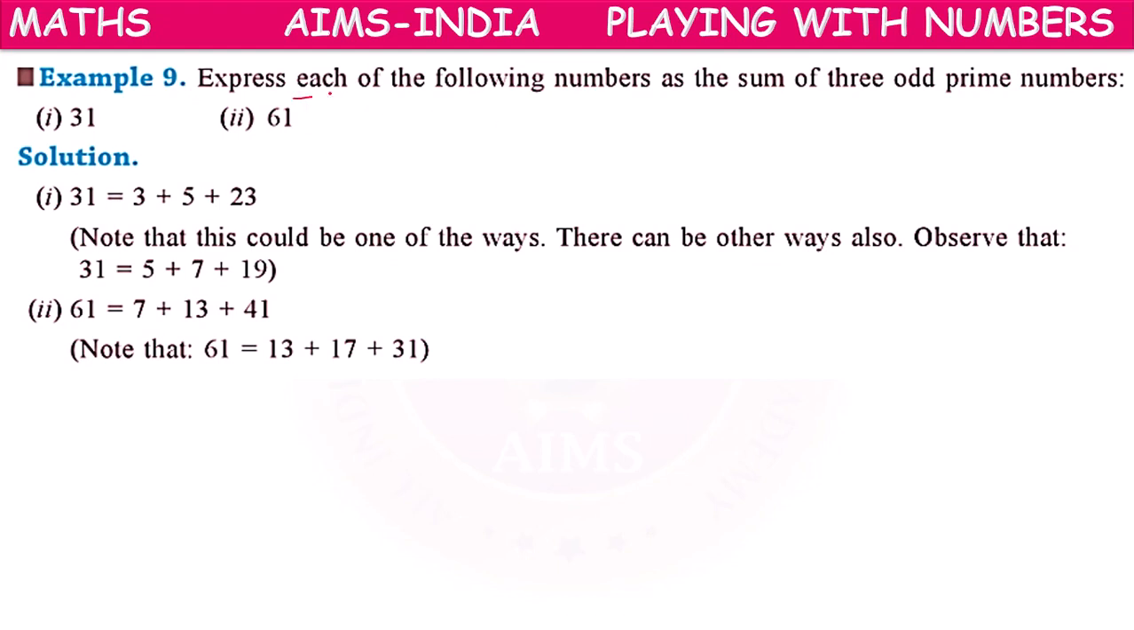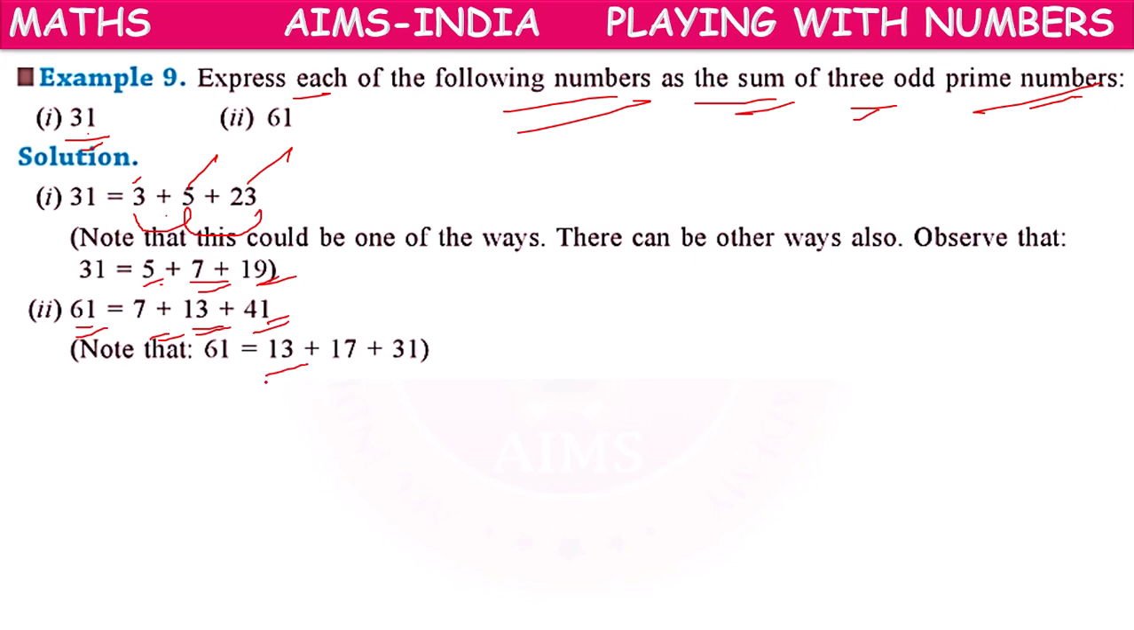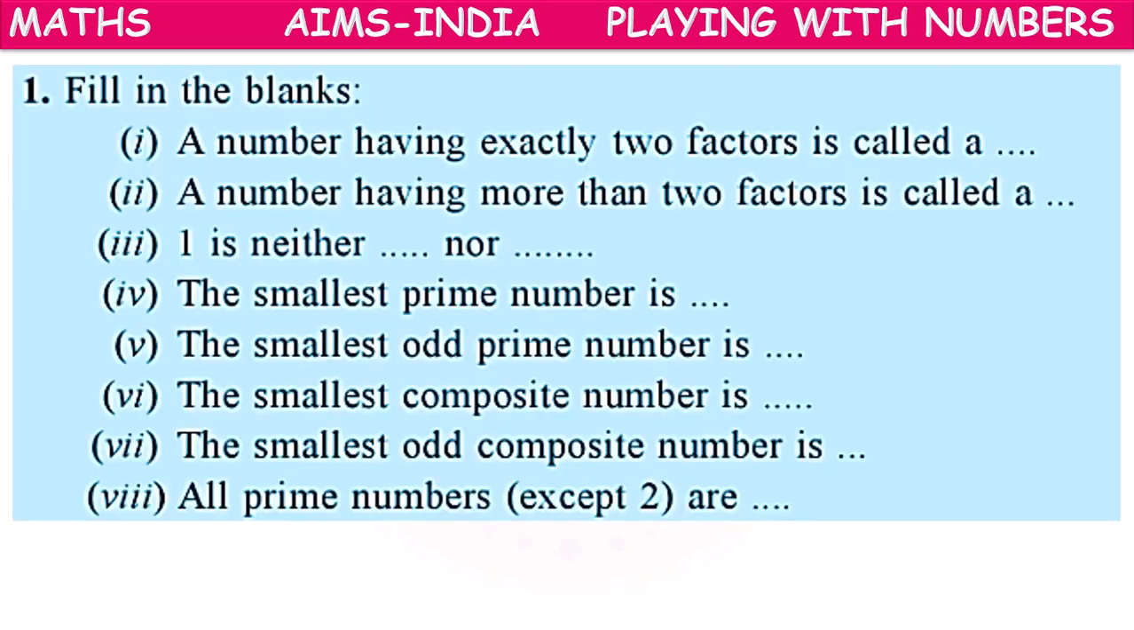Here, express each of the following numbers as the sum of 3 odd prime numbers. Sum of 3, 31. 3 plus 5 plus 23. 3 is prime, 5 is prime, 23 is prime. 3 are odd numbers. Sum of 3 odd prime numbers. It can also be written as 5 plus 7 plus 19. Even 61 also. 7 plus 13 plus 41. Or 13 plus 17 plus 31. Like this, in so many ways we can write.